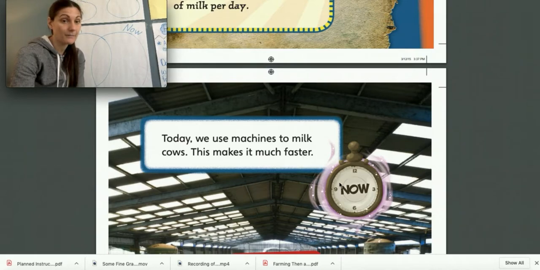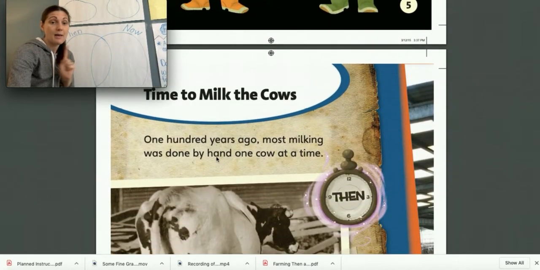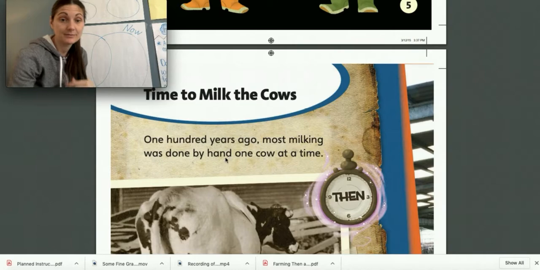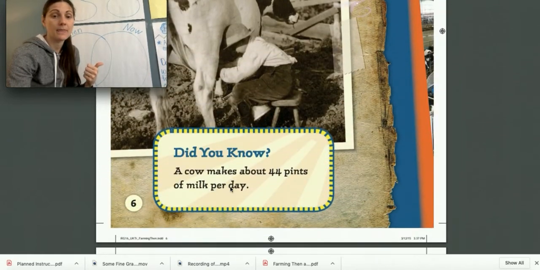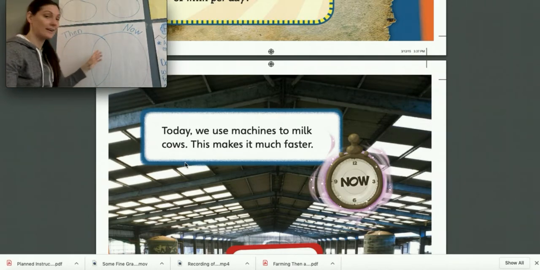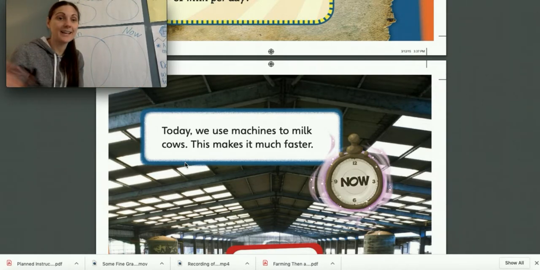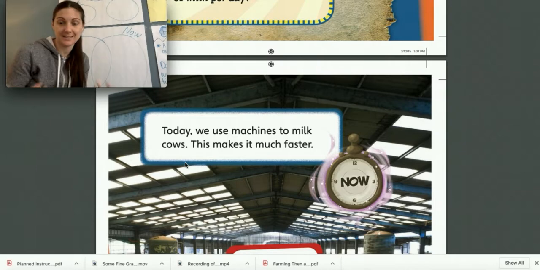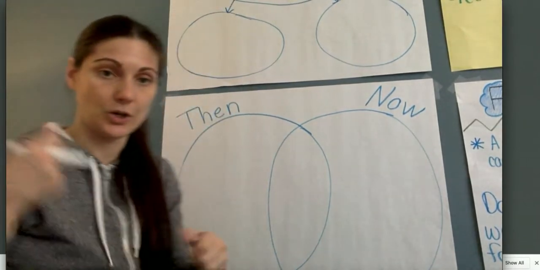So this is now. So if I'm looking at my Venn diagram, I know then milking cows was done by hand, right? By hand, right here. Done by hand. And now machines milk cows. So that's a difference, right? Well, what's a similarity? Farmers milk cows, right? They milked cows then, they milked cows now. The milking of the cows is still happening. It's just the way that it's done is different. So I'm going to make my screen bigger here, and you can write this in with me. What's in blue, you're writing too.